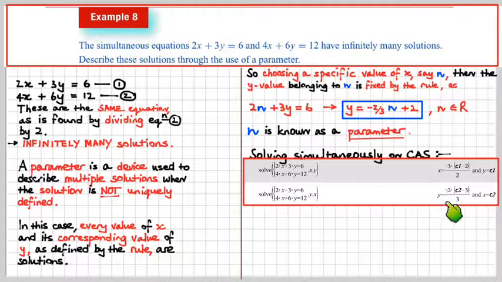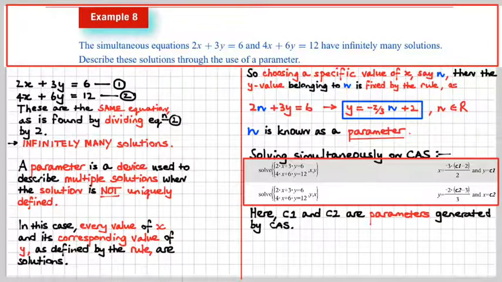Okay, I know these things have pretty freaky ways of expressing things. It's just basically the way their operating systems are designed. But that's the same equation as that. It is the same. Alright? Are you happy? I hope you're happy, because this stuff should all start to make a bit more sense to you now. Hence, here C1 and C2 are parameters generated by the little beastly CAS handheld device.